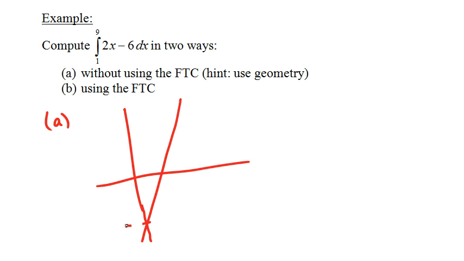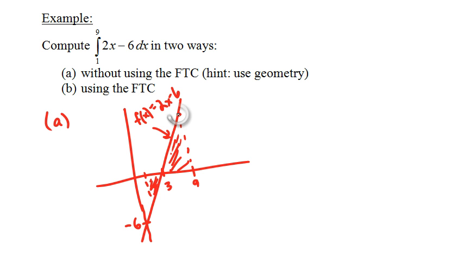Okay, this would be minus 6 down here. And where it crosses the x-axis is 3. Okay, 1 is over here somewhere, and 9 is way over here somewhere. Not drawing this to scale very well. But what we'll really end up with is two regions here. So this function is f of x equals 2x minus 6.